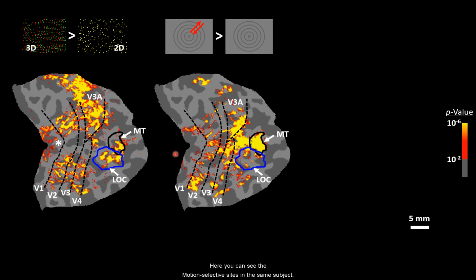Here you can see the motion selective sites in the same subject. On a macro level, you can also see a strong activity at the tip of the middle temporal sulcus that we use to localize area MT. This motion selective activity extends posteriorly toward area V3A. Again, on finer scales, you can see the stripy activity pattern in V2, V3, and also in area V4.